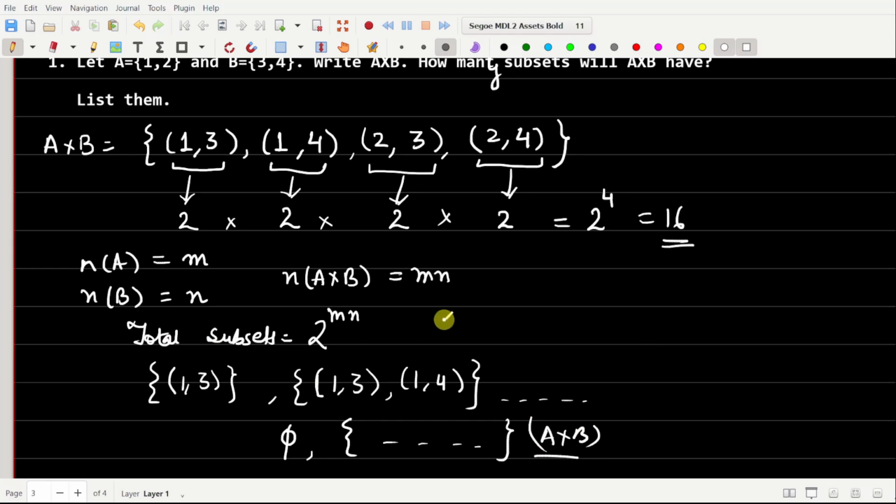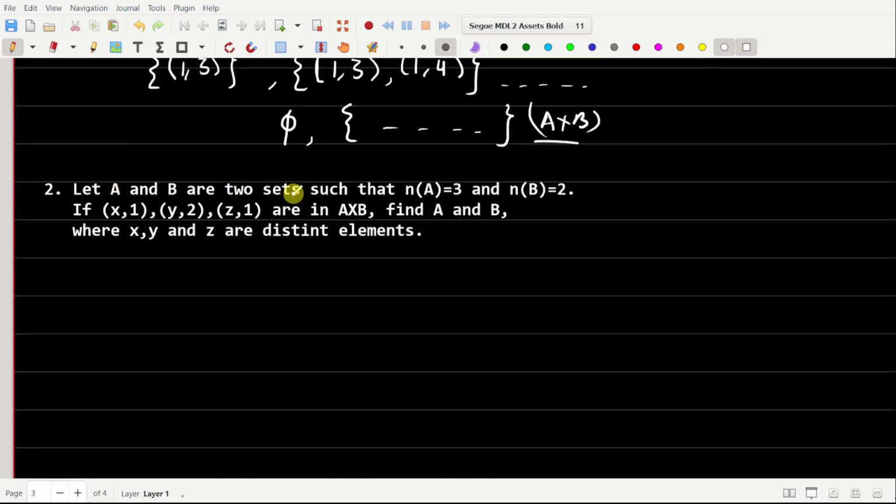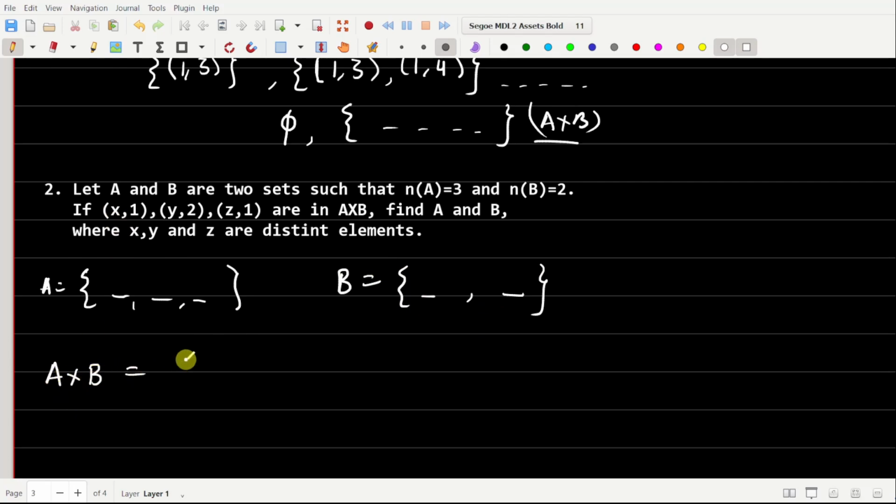So now let us see the second question. Let A and B be two sets such that n(A) is equal to 3 and n(B) equal to 2. If (x,1), (y,2), (z,1) are in A cross B, find A and B, where x, y and z are distinct elements. Now it is given that n(A) is 3, so set A has 3 elements, and set B has 2 elements, right? A cross B will have six pairs, 1, 2, 3, 4, 5 and 6.